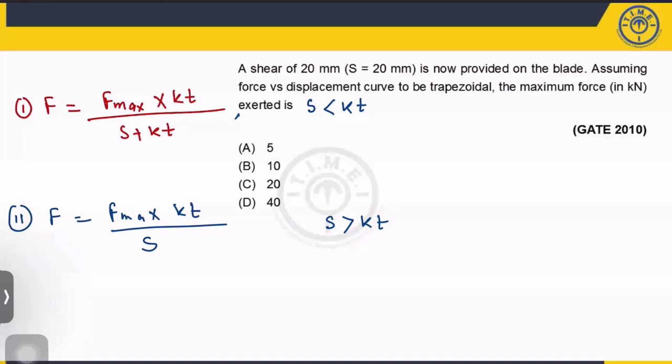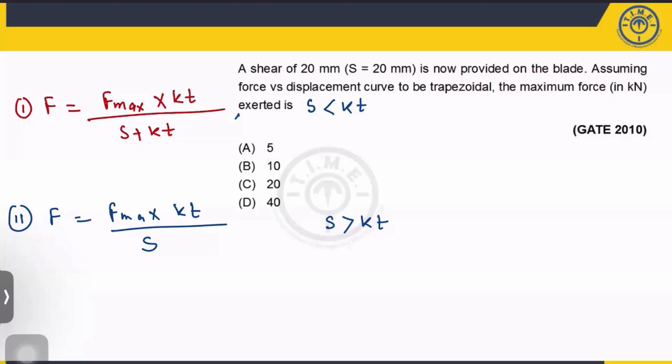Here S is given as 20. But a very important thing: most students will make the mistake of considering this shear value, and that is the beauty of this particular question. Because if you take S as 20 mm, your answer will be wrong.